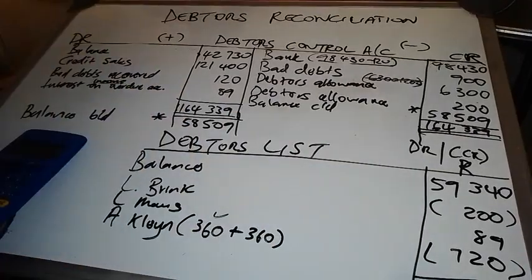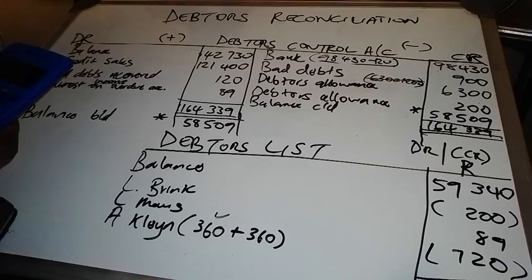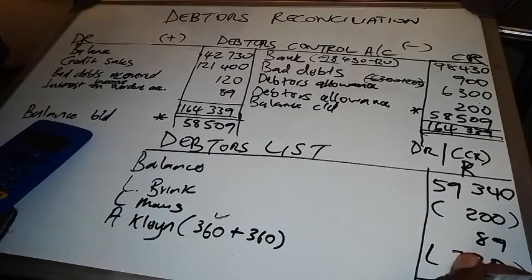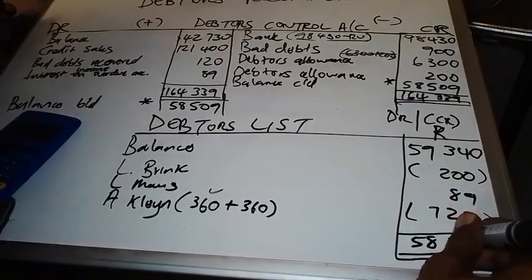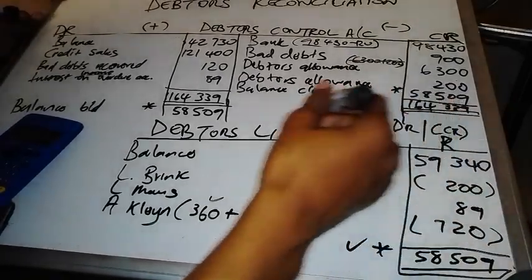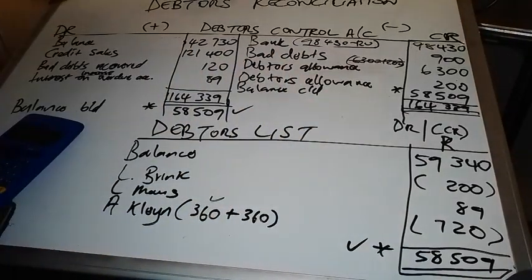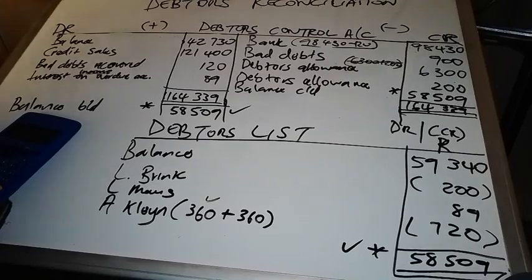Now let's go to this one, to the debtors list. We take the balance 59,340, and then we subtract 200, we add 89, and we subtract 720. Then we've got 58,509. So our debtors list balances with our debtors control account, which means everything is correct as it should, right?